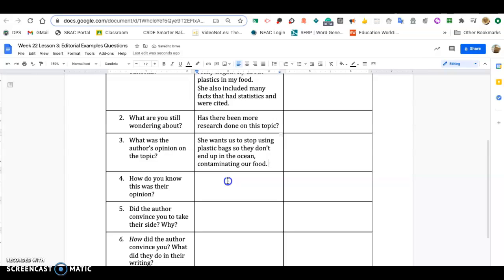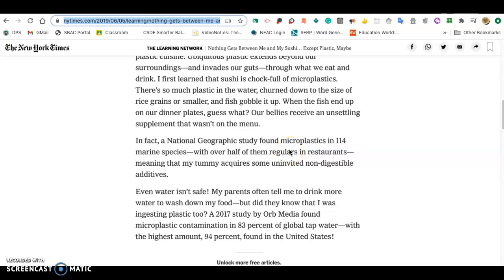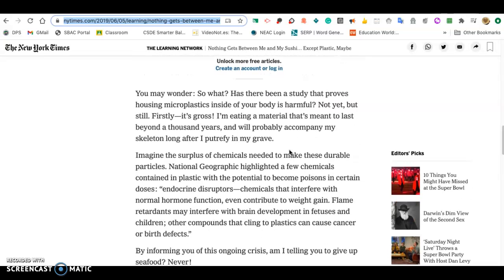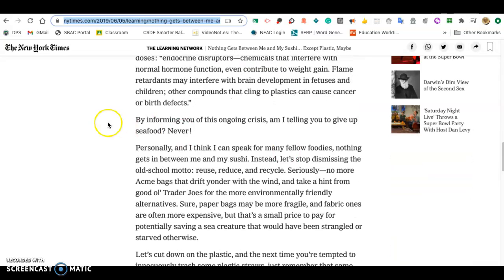And how do I know that this was her opinion? Again, it was very strongly worded, but she includes here, even, she says, "By informing you of this ongoing crisis, am I telling you to give up seafood? Never. I think I can speak for my fellow foodies. Nothing gets between me and my sushi. Instead, let's stop dismissing the old school motto, reduce, reuse, and recycle. Seriously, no more Acme bags that drift yonder in the wind, and take a hint from good old Trader Joe's for the more environmentally friendly alternatives."